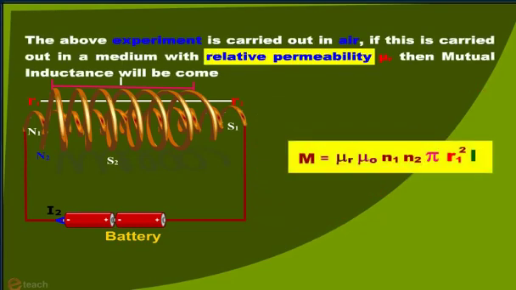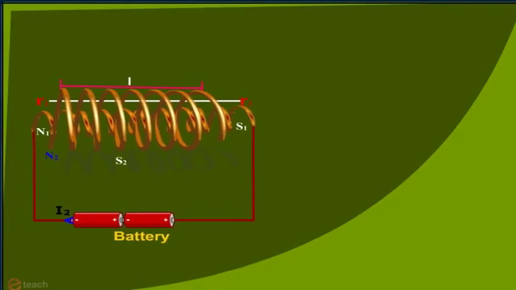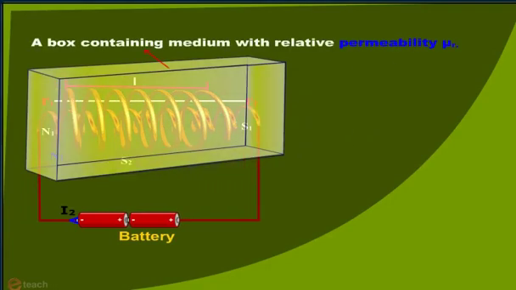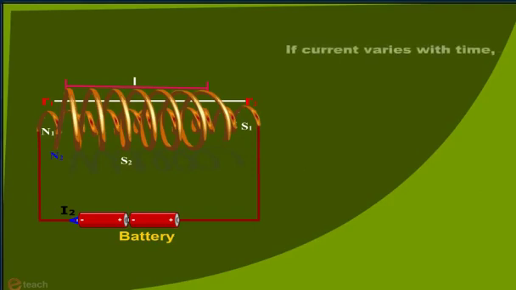If this is carried out in a medium with relative permeability mu R, then the mutual inductance will become mu R into mu naught N1 N2 pi R1 square L. Now you can understand that the new term mu R is added to the original value of M. The box contains a medium with relative permeability mu R.